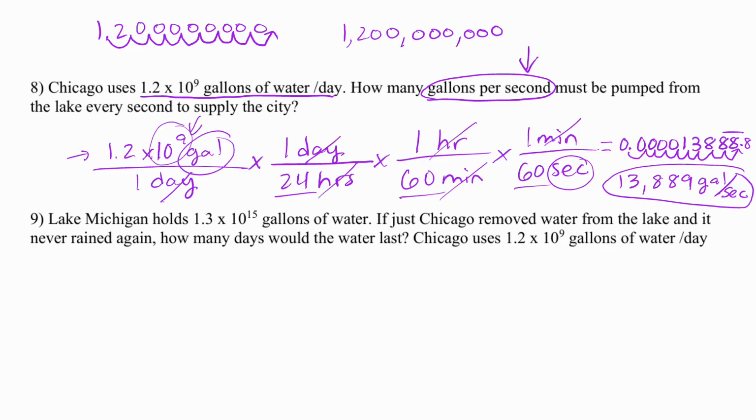And remember, you can also answer that in scientific notation if you would rather. So that would be 1.3889 times 10 to the 4th. And that would be gallons per second.